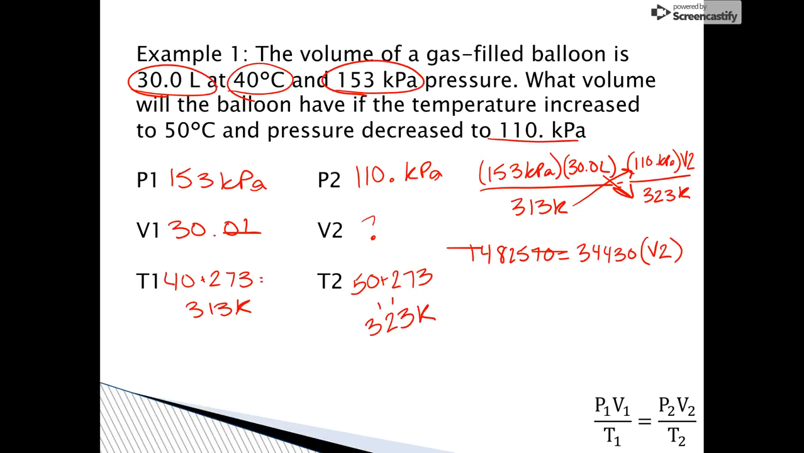I need to solve for V2 now, and I can only solve by dividing both sides by 34430. And then if you do that in your calculator, you get a V2 of 43.1. Now the unit, if this is volume, the unit has to be in liters. Okay, so this is all the math for it.